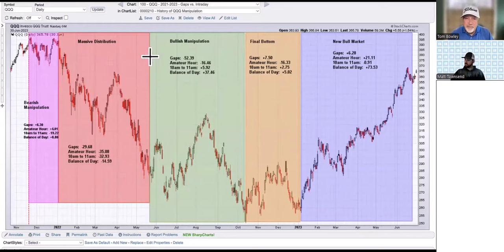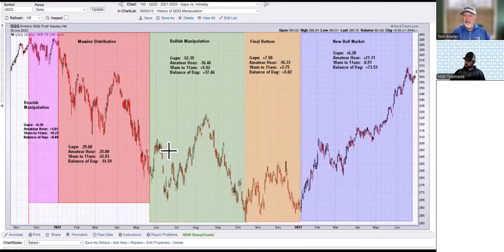And then we got into this bullish manipulation phase where the QQQ kept going down. But during this period, in the gaps and the first half hour of the day, the QQQ was down $69. But from 10 a.m. to the end of the day, we rallied $43. So yeah, net, we went down probably 17, but it was a completely different animal.